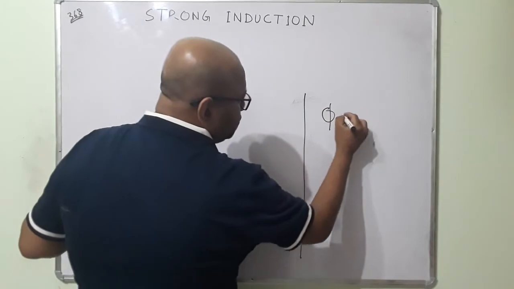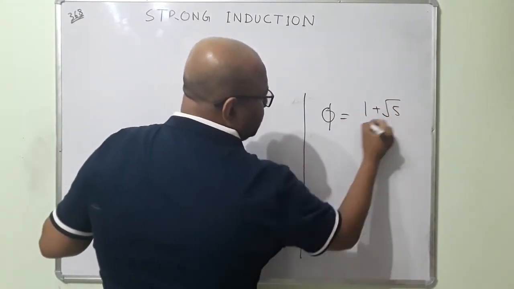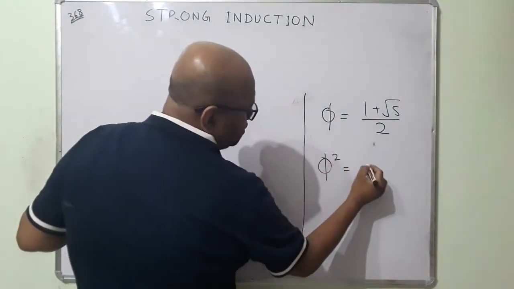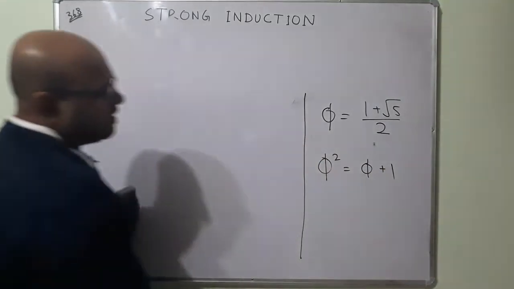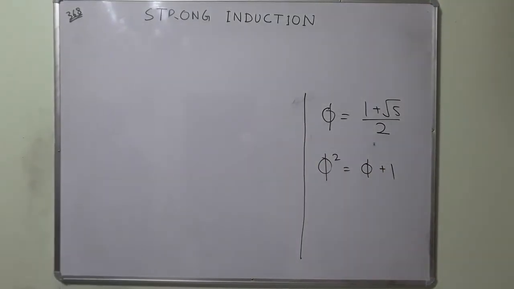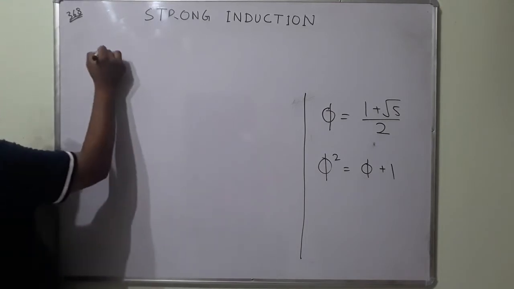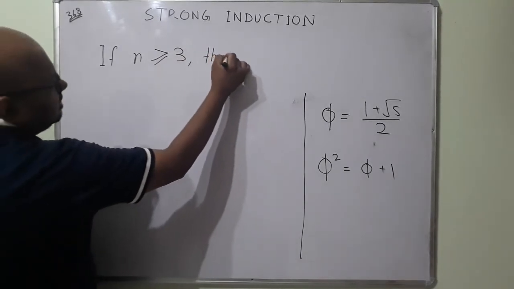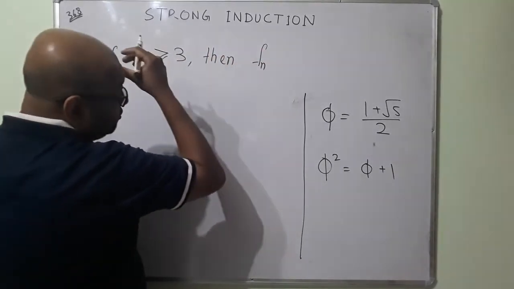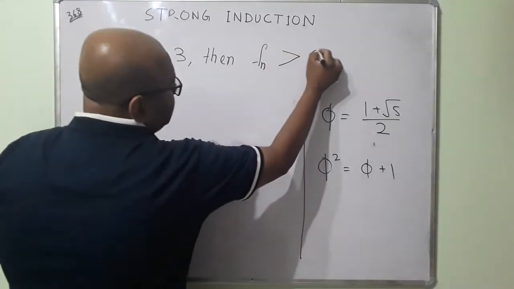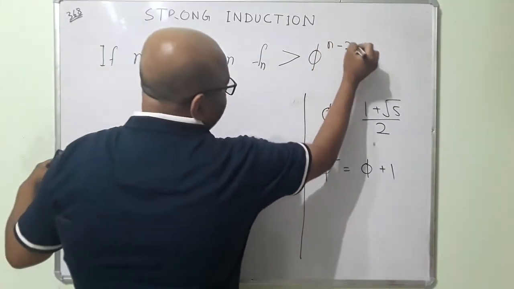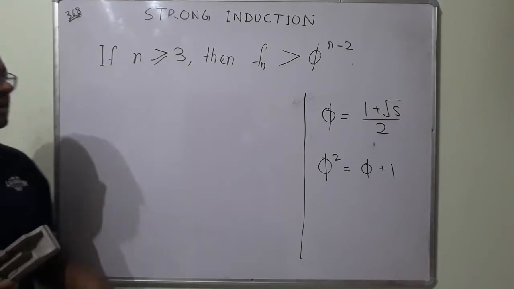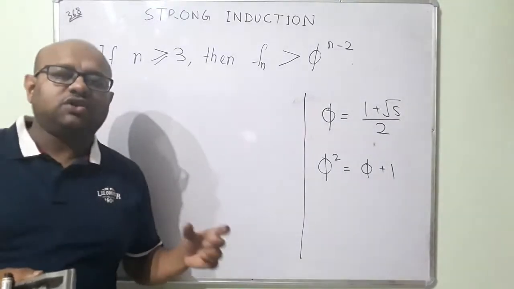I know phi is equal to (1 plus root 5) by 2, and I know phi square is equal to phi plus 1. So these are two things that I know. Now here is a theorem. If n is greater than or equal to 3, then f of n, the nth Fibonacci number, is greater than phi to the power n minus 2. Here is a theorem. We are going to prove this theorem using strong induction.